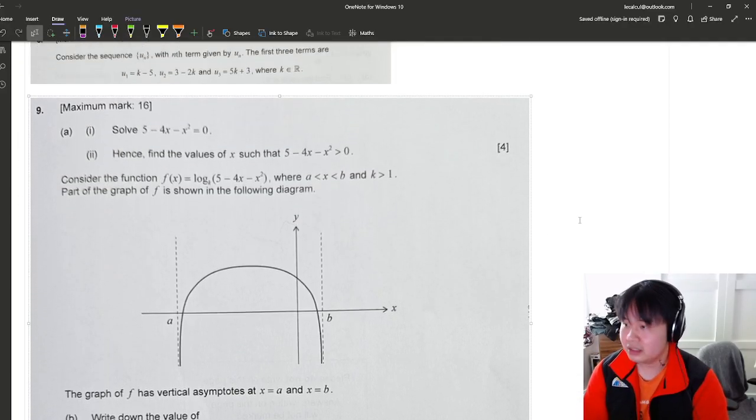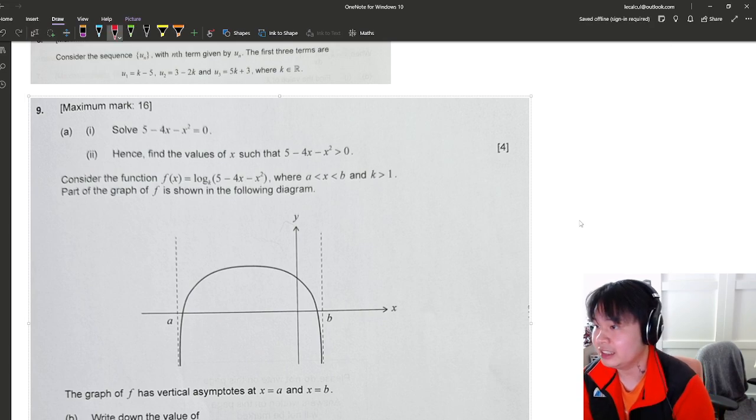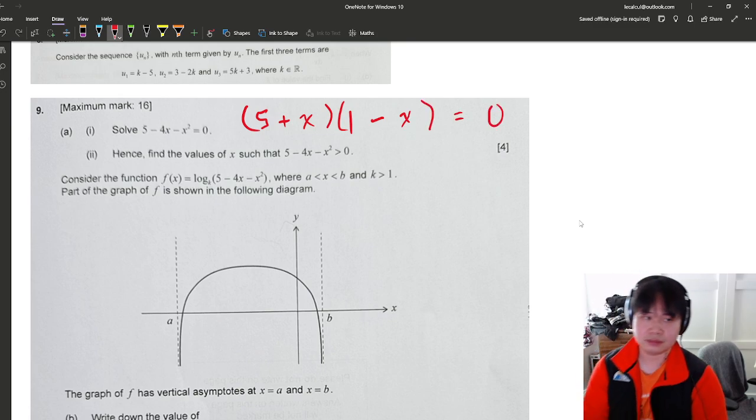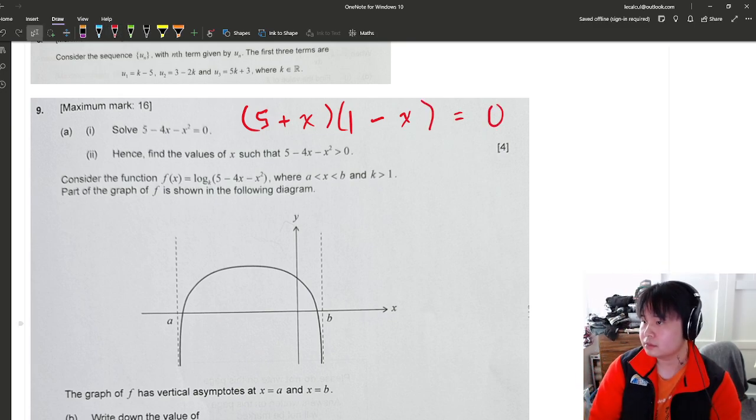Yeah, let's see. First, we solve a quadratic. Easy peasy. We're gonna factor it. Looks pretty easy to be factored. I think it's 5 plus x, 1 minus x equals 0. Yeah, it just takes me like half a second more if it's in ascending order. But I believe this looks good.